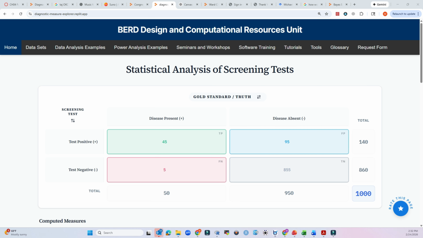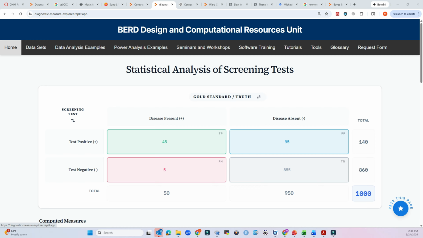In this video, I'm going to take you through a web application that allows you to explore the findings from a study looking at the effectiveness of a screening test and calculate some important quantities for determining how good the test is. Let's get oriented to the structure of this table.